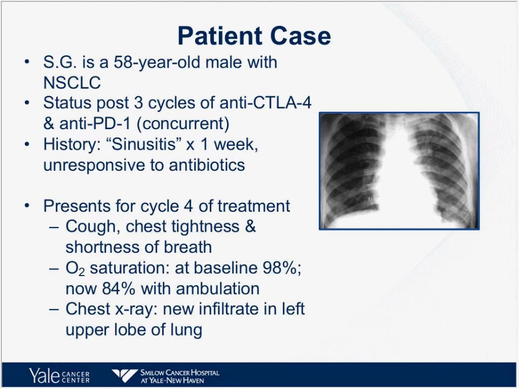They then came in for cycle number 4 of treatment, complaining of cough, chest tightness, and shortness of breath. Their oxygen saturation, when we had started this person's treatment, had been 98%, and now they were coming in and their oxygen saturation was decreasing to 84% with ambulation. As I mentioned initially, chest X-rays are usually not the first line of evaluation. However, a chest X-ray was done that did indicate new infiltrates in the left upper lobe.